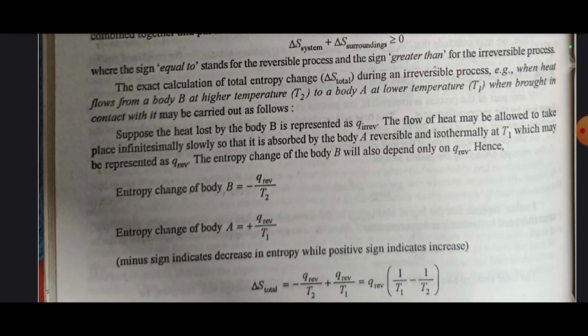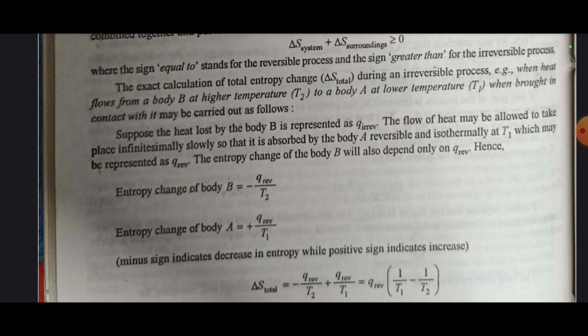The exact calculation of the total entropy change during an irreversible process, for example, when heat flows from a body B at higher temperature to a body A at lower temperature when brought in contact with it, may be carried out as follows. Suppose the heat lost by the body B is represented as Q irreversible. The flow of heat may be allowed to take place infinitesimally slowly so that it is absorbed by the body A reversibly and isothermally at temperature T1, which may be represented as Q reversible.